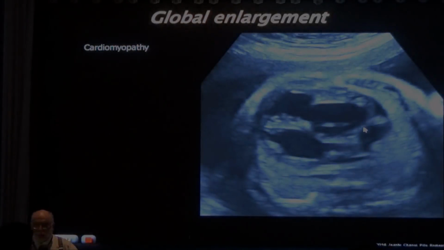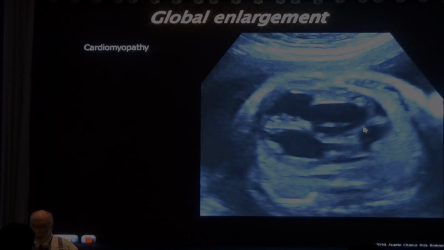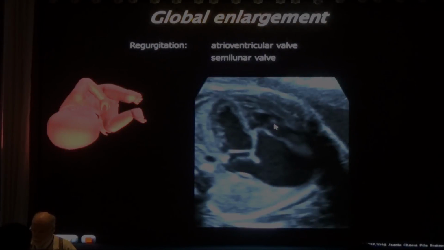So here we have a heart which is much too big. It's much greater than a third of the chest, and you see the walls are very thick. If you look in real time, it'll be very sluggish with small contractions. So this is cardiomyopathy. Here we have the Epstein anomaly I've shown you before. Here we have a global enlargement because the heart has to work too hard. If you work harder, the heart is going to enlarge.